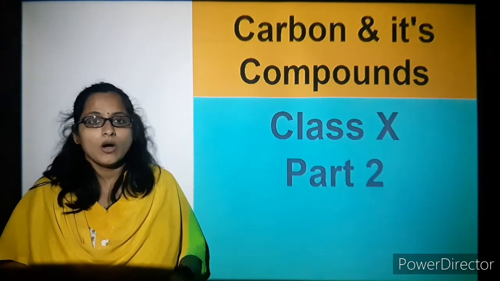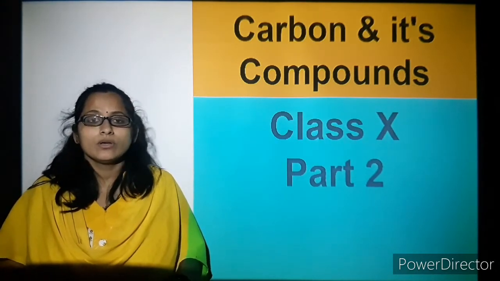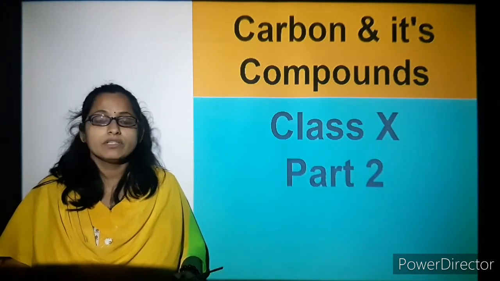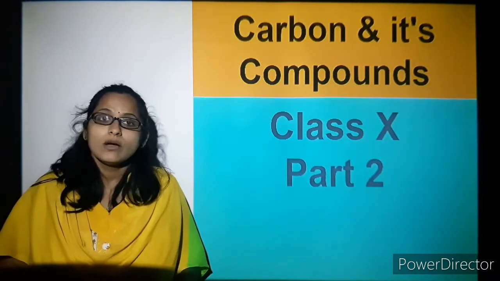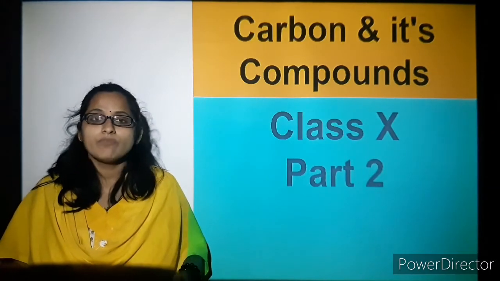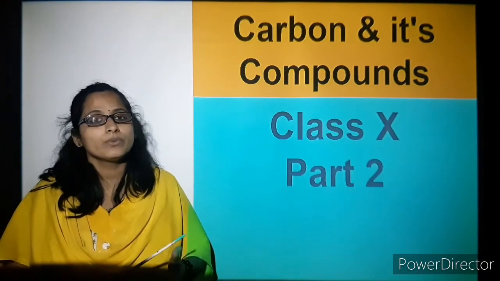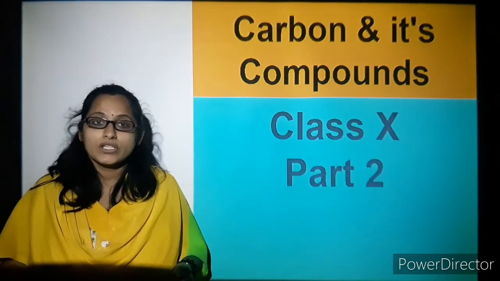Carbon and its compounds with respect to Lewis dot structure. We have already known in the previous video, with respect to covalent bonding, that is single, double and triple bonds, how these bonds are formed. The same bonding we will be showing in a different way, that is the Lewis dot structure.